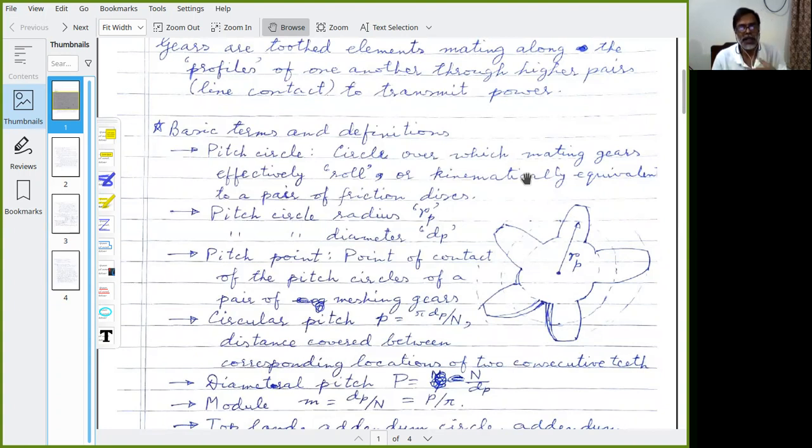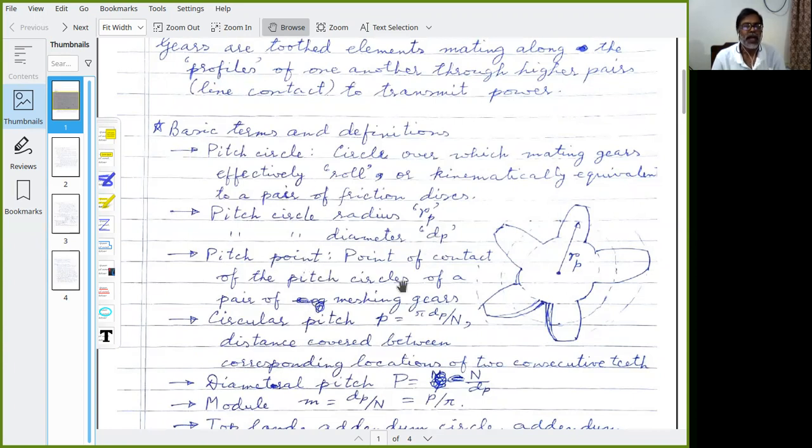Okay, I mean one of the gears transmits to the other. So that same motion can be obtained by a pair of friction wheels, on one of which the other apparently rolls. There is a common pair. So that corresponding circle is called the pitch circle, and the point of contact is the pitch point. So kinematically equivalent to a pair of friction discs. Now the radius of that circle is the pitch radius and the diameter is the pitch diameter. And the point of contact of the two pitch circles is called the pitch point.